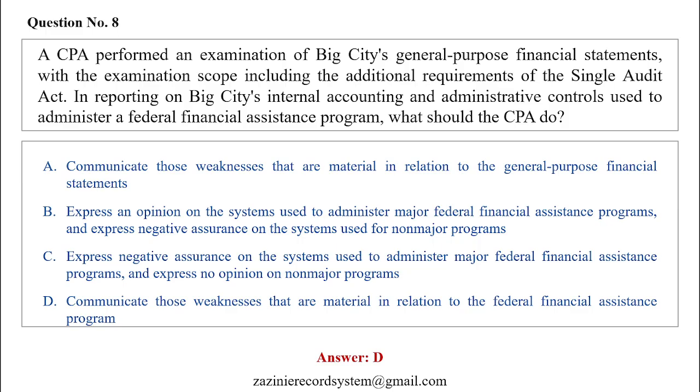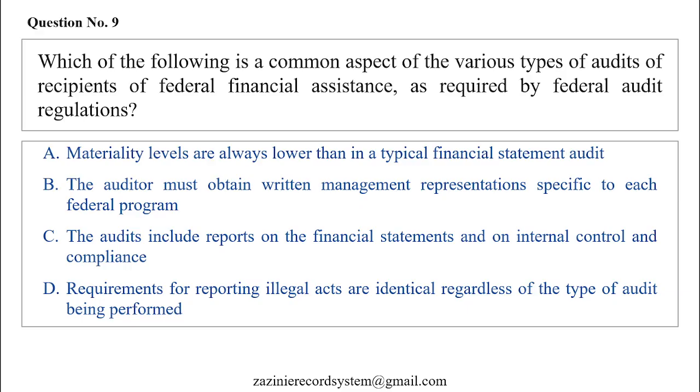Question number 9. Which of the following is a common aspect of the various types of audits of recipients of federal financial assistance, as required by federal audit regulations? Letter A, materiality levels are always lower than in a typical financial statement audit. Letter B, the auditor must obtain written management representations specific to each federal program. Letter C, the audits include reports on the financial statements and on internal control and compliance. Letter D, requirements for reporting illegal acts are identical regardless of the type of audit being performed. Correct answer is letter C.